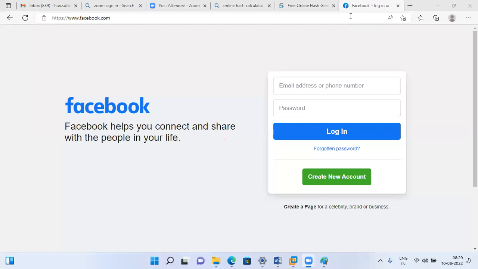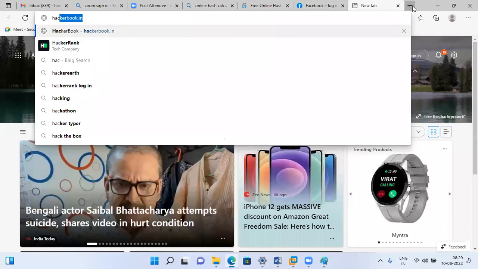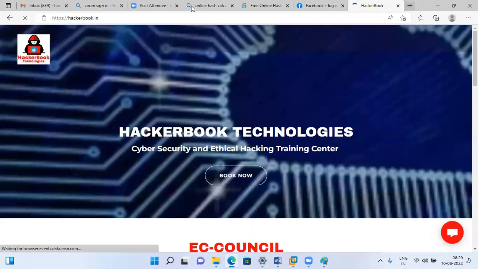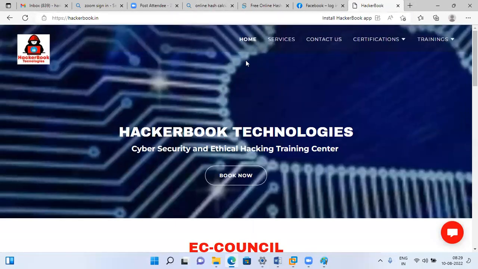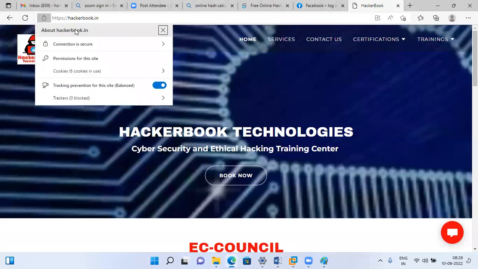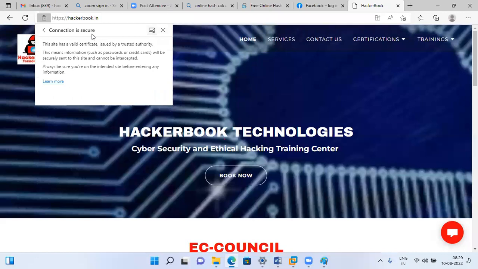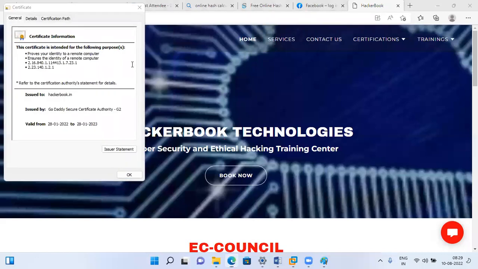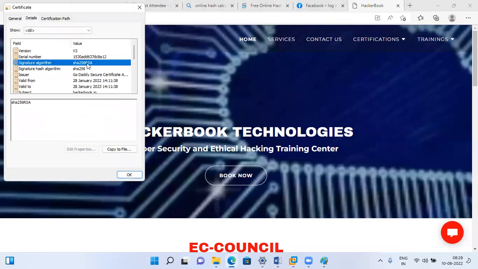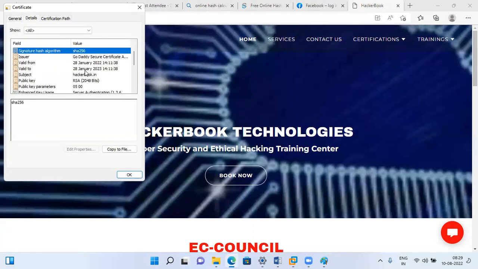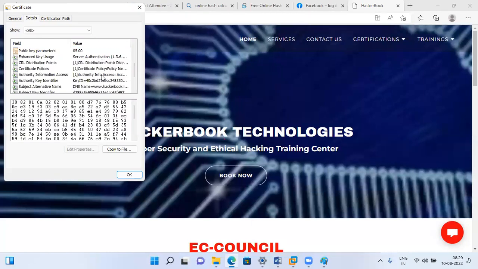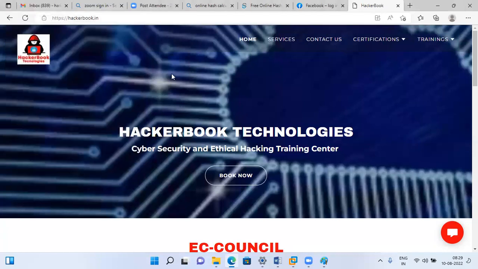Hacker book using same algorithms. You can check. Our website is under construction. Not sure what algorithms have been used in hacker book. This has been issued by GoDaddy, and the details you can find here. RSA, SHA-256, RSA again. Okay, these are the algorithms for hacker book.